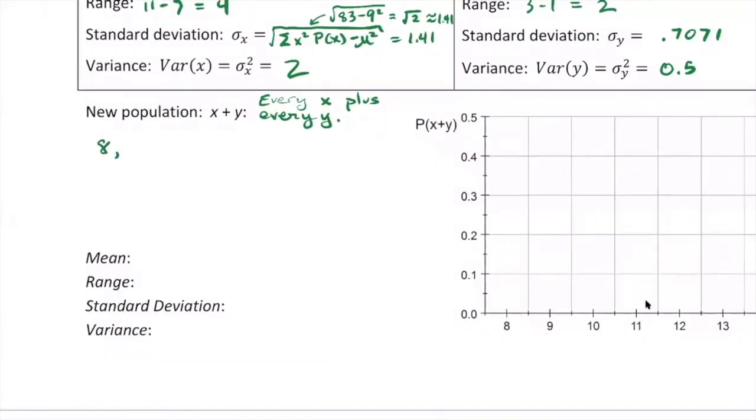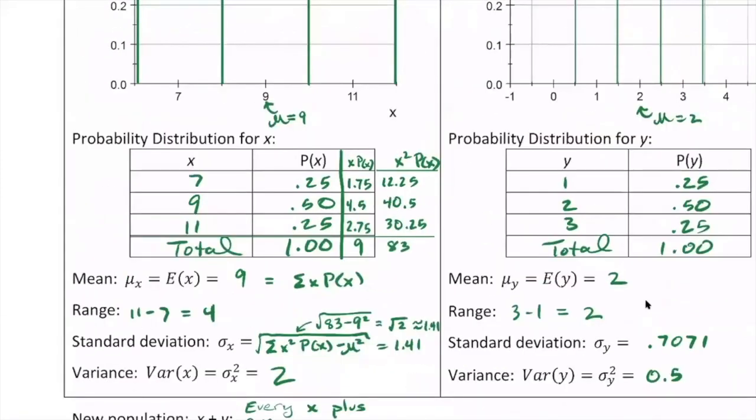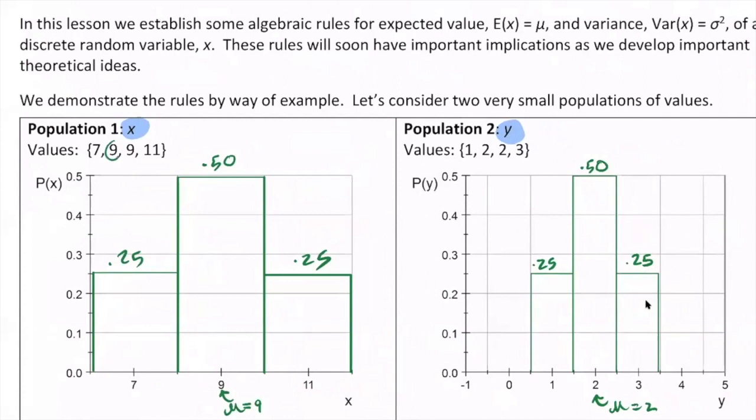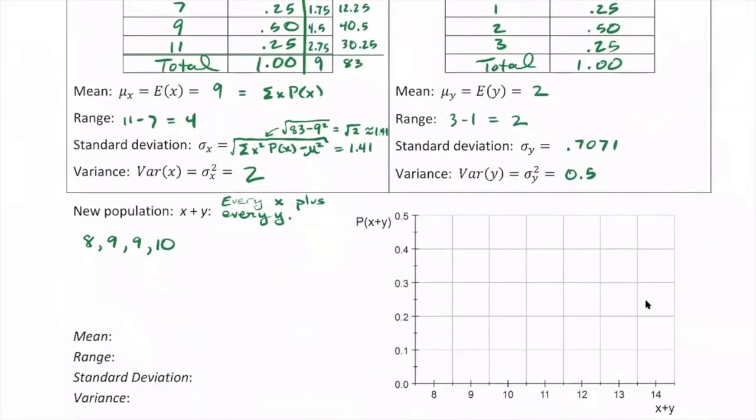The next y is a 2, so 7 plus 2 is 9. There's another 2, so you get another 9. And then 7 plus 3 is 10. Okay, that's 7 plus all the y values. Then the next x is a 9. So we're going to add all the y values to the first 9. The y's are 1, 2, 2, and 3. So 9 plus 1 is 10. 9 plus 2 is 11. 9 plus the other 2 is another 11. And then 9 plus 3 is 12.